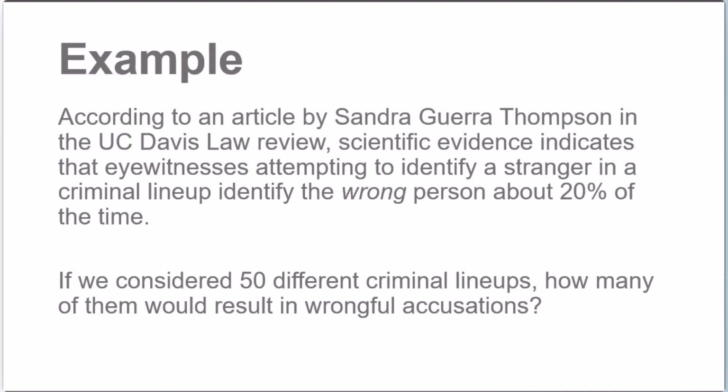According to an article by Sandra Guerra Thompson in the UC Davis Law Review, scientific evidence indicates that eyewitnesses attempting to identify a stranger in a criminal lineup identify the wrong person about 20% of the time. So we are looking at the question of, if we looked at 50 different criminal lineups, how many of those criminal lineups would result in wrongful accusations? So on average, that's going to be 20% of them.